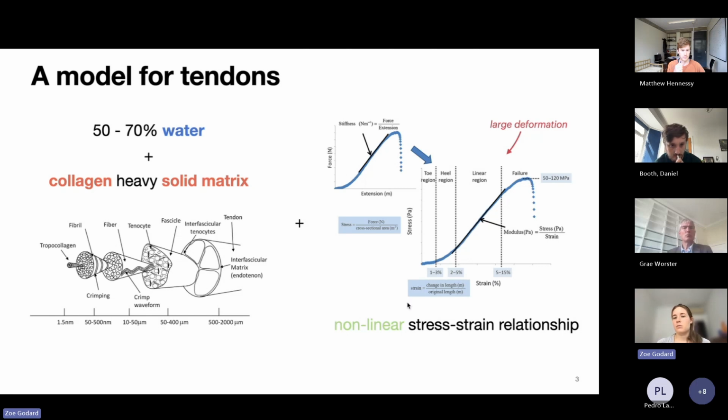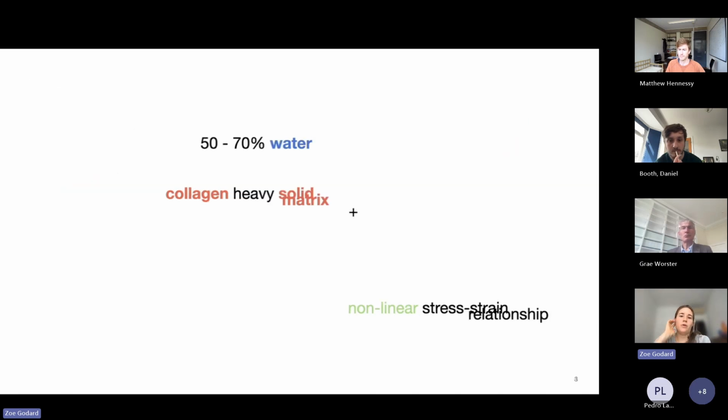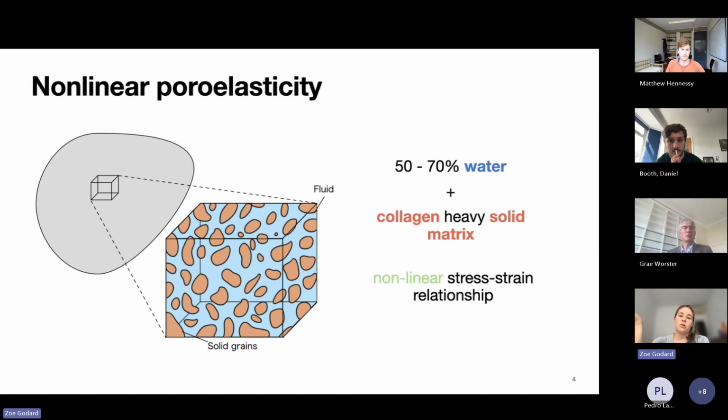And then we also know from lots and lots of experiments that all sort of agree on this qualitative curve for the stress-strain relationship, that it has this nonlinear relationship with particularly the toe-heel region at the start, and then it goes linear. And they can undergo quite large deformation. So from these elements, a popular model to use for tendons has been poroelasticity. And in particular, we want to take this to nonlinear poroelasticity because of this nonlinear stress-strain curve that we're seeing, and the possibility for large deformation.